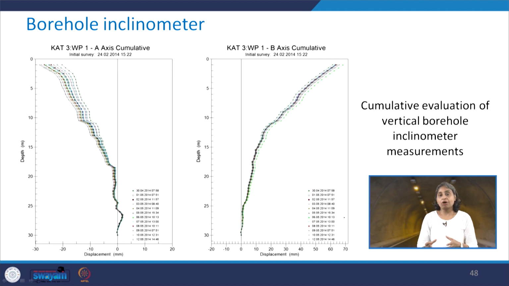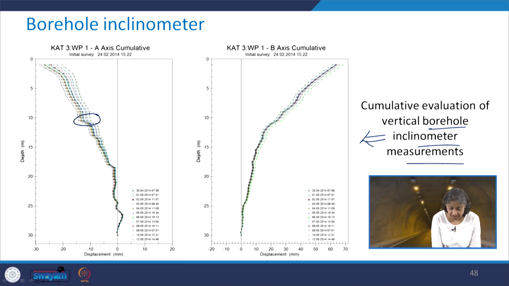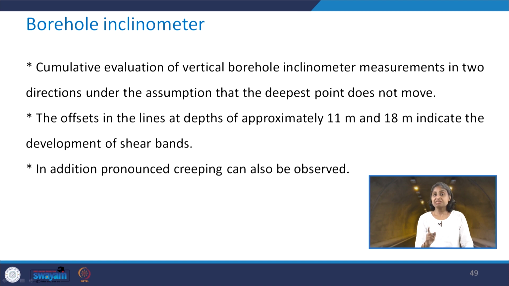Now, the results of the borehole inclinometer typically look like this, which are the cumulative evaluation of vertical borehole inclinometer measurements. Take a look here, the deviation at about 11 meters and here at 18 meters. Here you see there is a kink in the profile of the depth versus displacement plot. This is an indication of the development of a shear band.